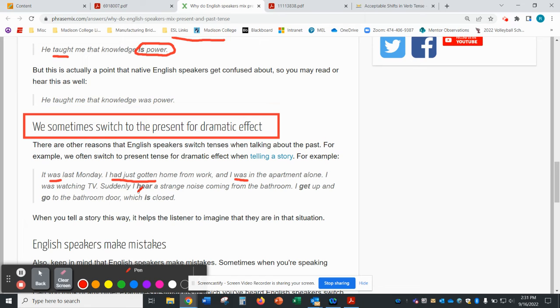Now look at what a storyteller will do in American English. Suddenly, I hear a strange noise. I get up and I go to the bathroom, to the bathroom door, which is closed. And so I see the simple past, past perfect, simple past, and then here, simple present. I get up, simple present, simple present. And we do this for the dramatic effect.